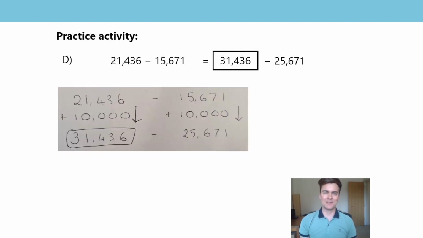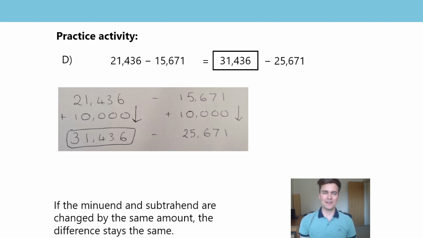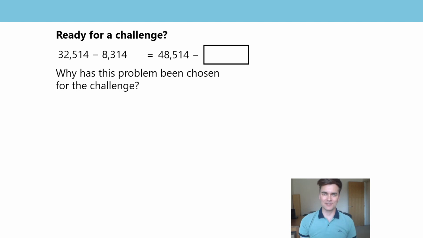Perhaps you noticed a way to find that missing minuend without using a written subtraction. If we look closely at the subtrahends from each of those expressions, there's an increase of 10,000. If we apply that increase to the minuends, we find the missing minuend without a written subtraction.